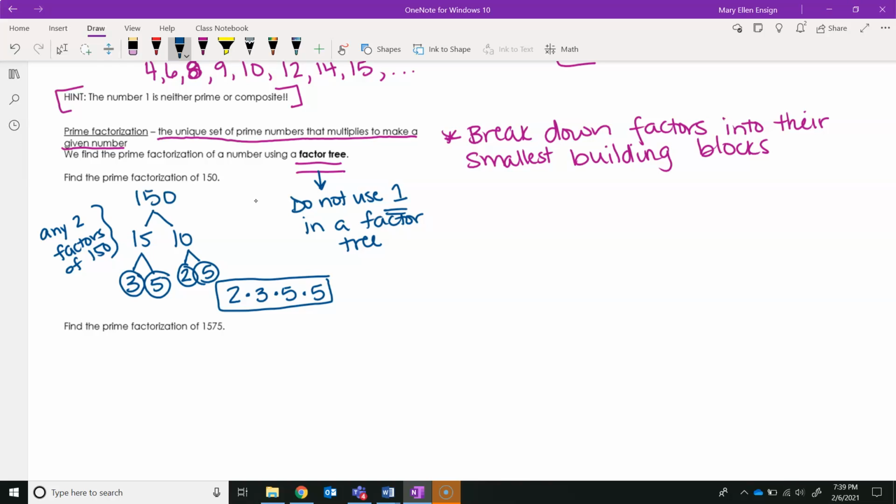Let's check it. 2 times 3 is 6. 6 times 5 is 30. 30 times 5 is 150. The other way we can write this is 2 times 3 times, well, 5 times itself is 5 squared.